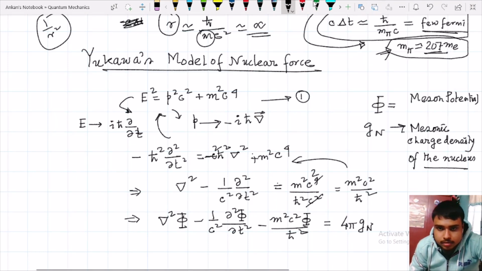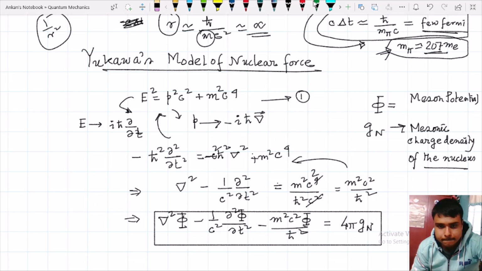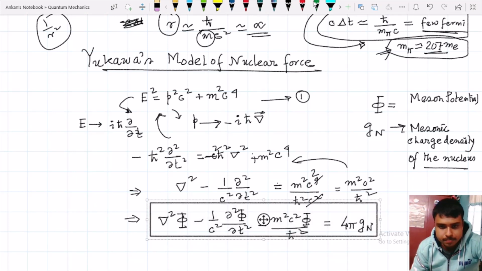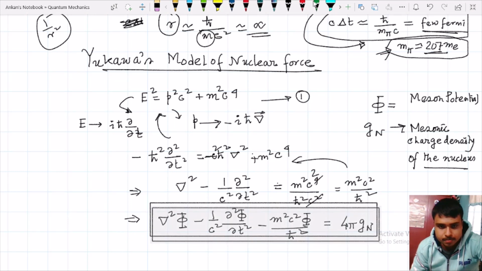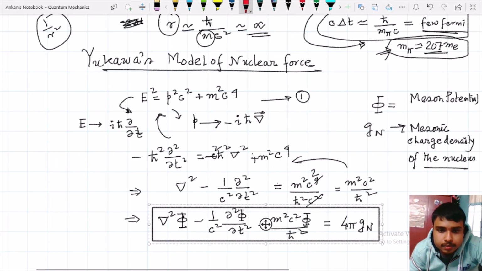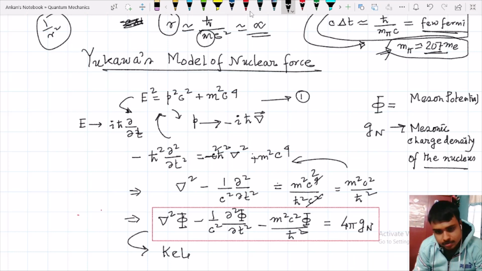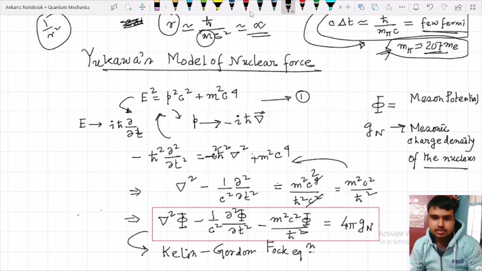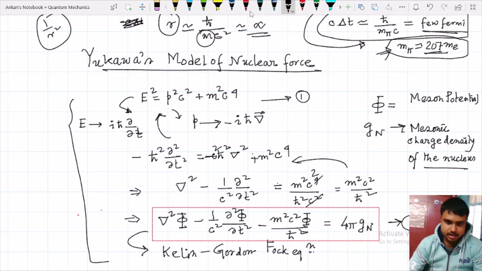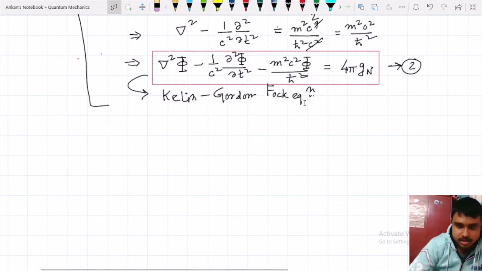And the equation obtained here is known as the Klein Gordon Fock equation, which is very important. And this is purely a quantum mechanical concept. So after knowing quantum mechanics very well, you will understand it better, and you get the solution from this equation very well.